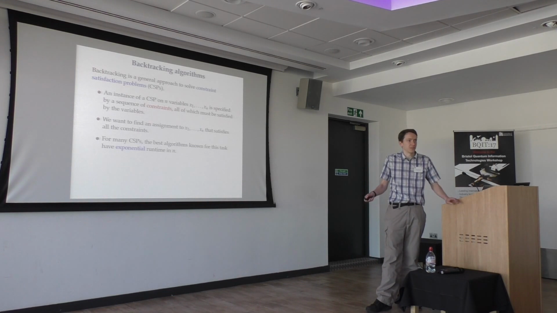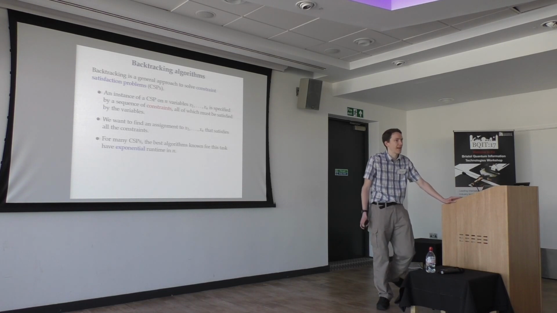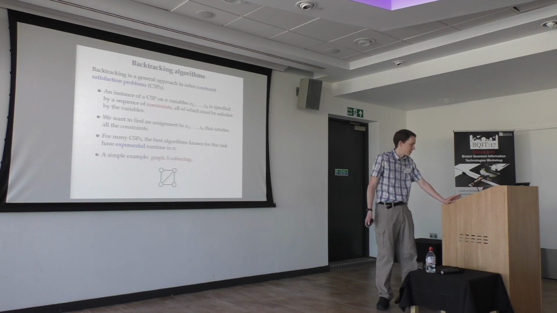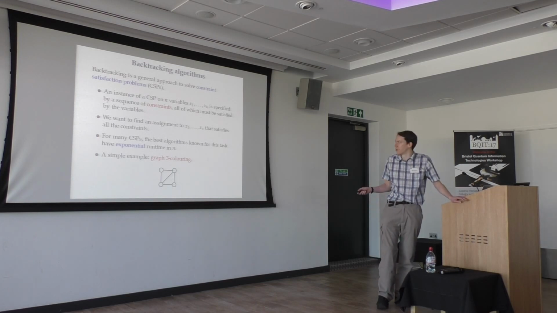And for many constraint satisfaction problems, the best classical algorithms that we know for this sort of task have exponential runtime in n. So they're very inefficient. A nice example of this, a very simple one, is colouring a graph.